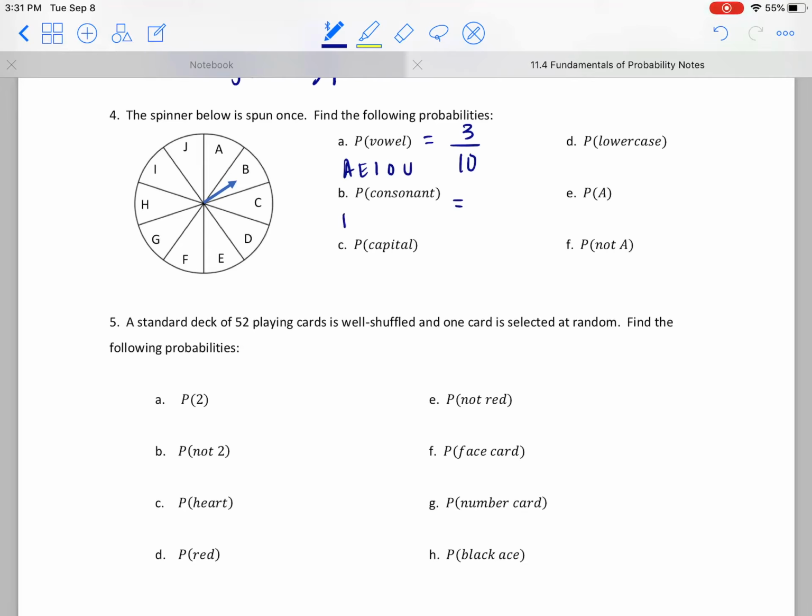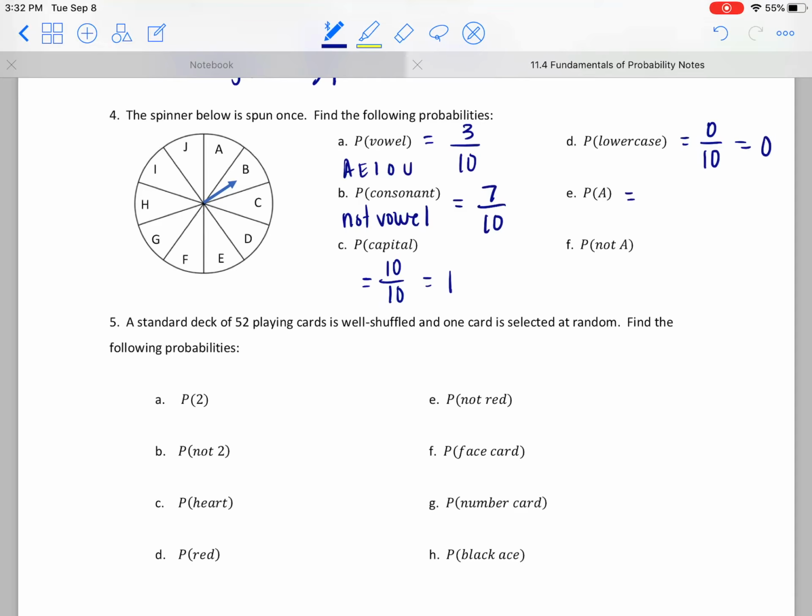Okay, a consonant is not a vowel. Consonants are what we call the rest of the letters. So if 3 out of 10 are vowels, then the other 7 out of 10 are the consonants. Those are the ones that are not vowels. How about a capital letter? Well, all the letters in the spinner are capital, so all 10 out of 10 or 1 or 100% of the time you're going to land on a capital letter. Lowercase letter, none of them are lowercase, so 0 out of the 10 or 0% chance of that happening.